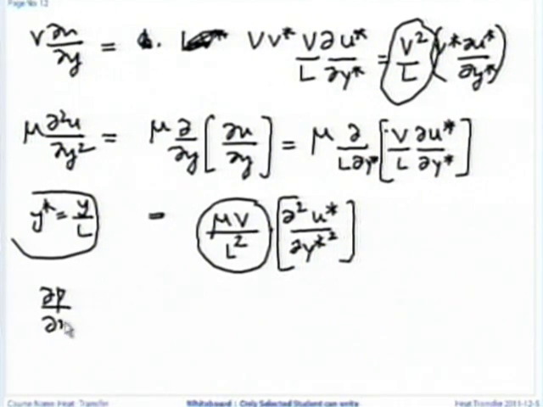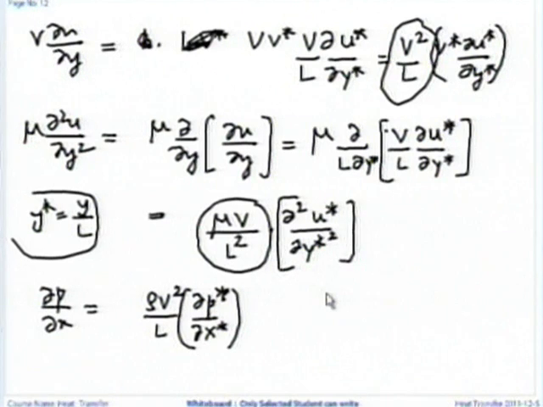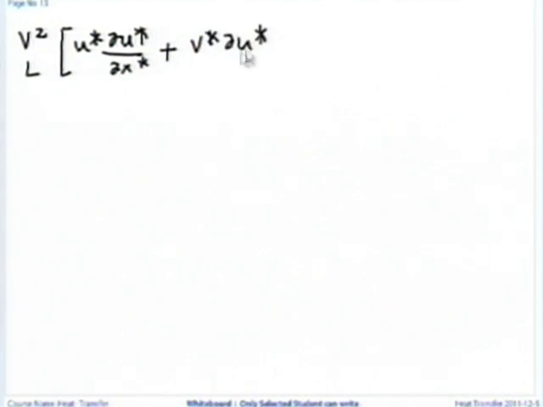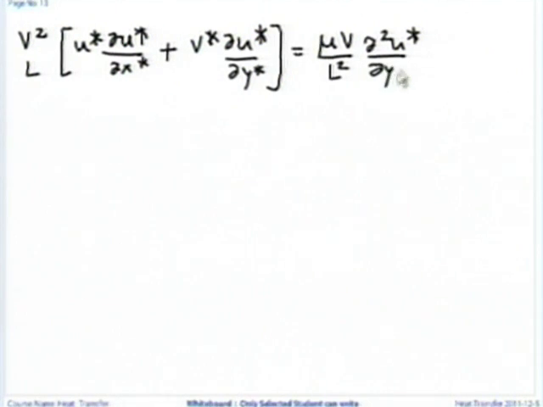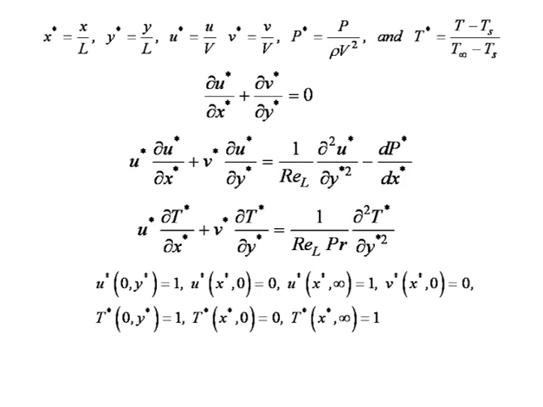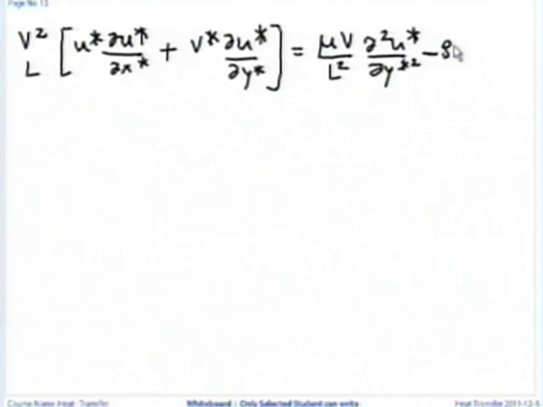dP by dx is nothing but pressure was non-dimensionalized as rho v squared times dP star, this is L dx star. So, if I keep all these terms together in the non-dimensional form, I would have, writing it one by one, v squared by L u star d u star by d x star plus v squared by L v star d u star by d y star equal to mu v by L squared d squared u star by d y star squared minus d p by d x, which will give me minus rho v squared by L d p star by d x star.